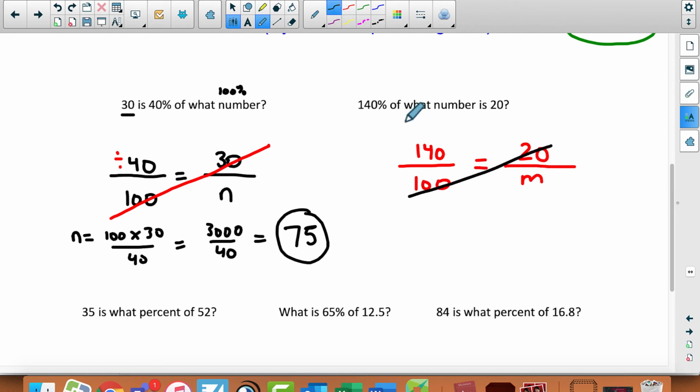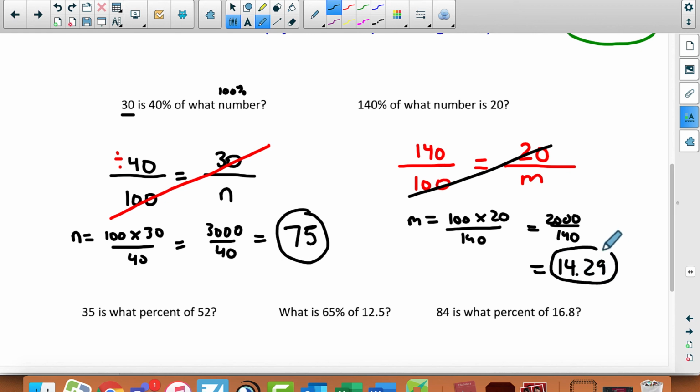Alright, so we multiply those together. M equals 100 times 20 and then divide by 140. So we have 2,000 divided by 140, and if you put that in your calculator you'll get 14.29 if I round to 2 decimal places. Okay, and yep, that's less than 20 a little bit.